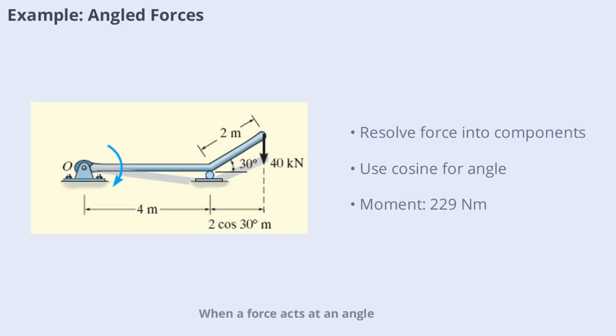When a force acts at an angle, only the perpendicular component contributes to the moment. For instance, if a 40 N force acts at a 30-degree angle at a distance of 4 m, the moment is calculated as 40 N times 4 m times cos 30 degrees.